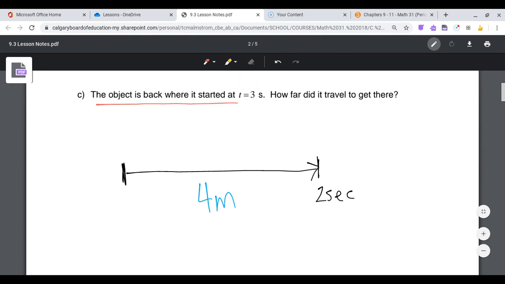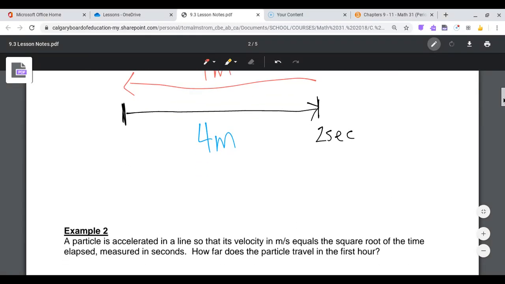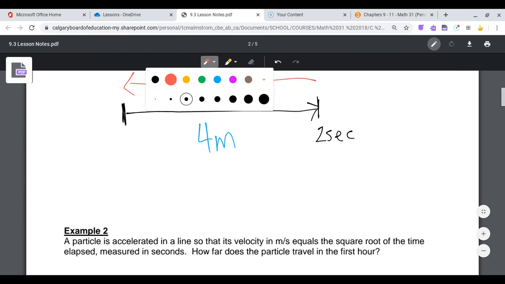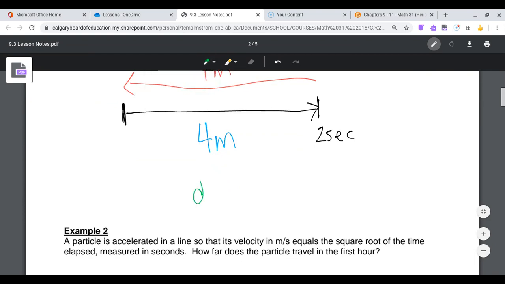So when it changes its direction at time 2 seconds, it goes all the way back to where it started. So I assume it's going exactly 4 meters. If it went 4 meters in the positive direction, then on its way back, it would also go 4 meters. So how far did it travel? We would just add those two together. And so the total distance would be 4 plus 4, which is 8 meters.